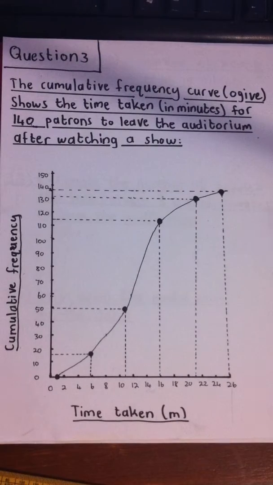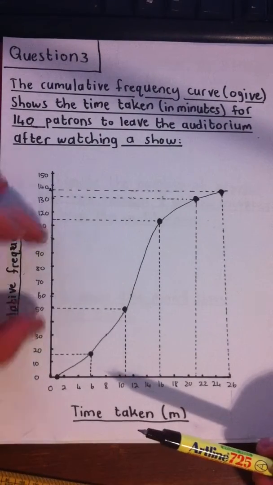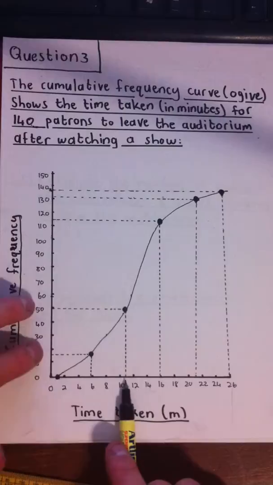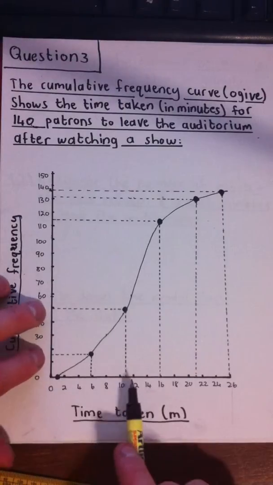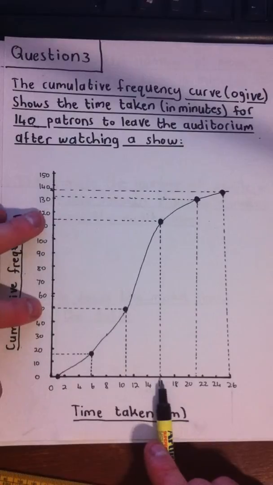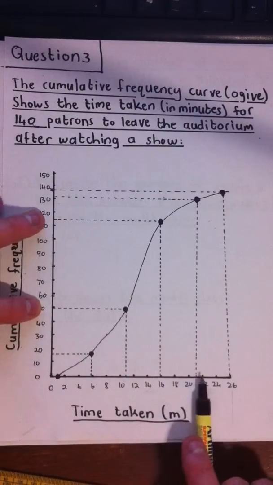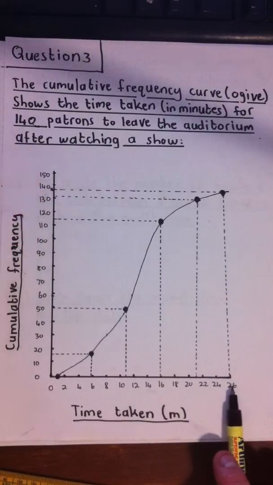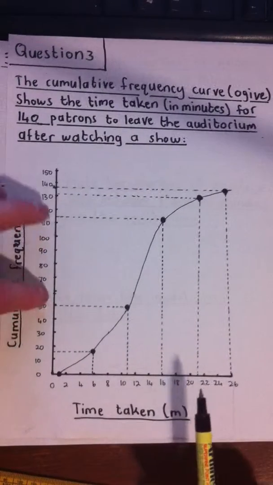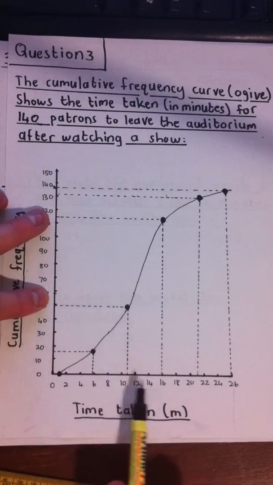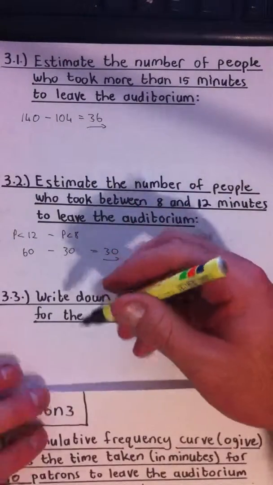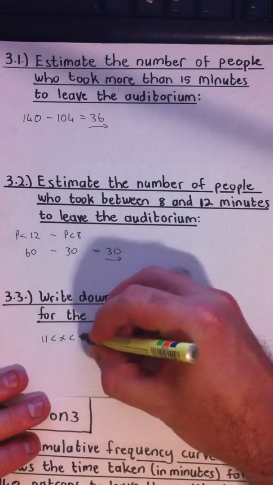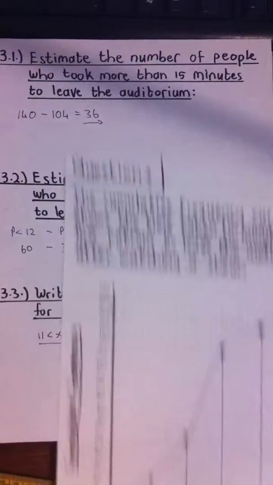The modal class is the class which has the highest frequency in it. So from 1 to 6, we see that's about 15. From 6 to 11, that'll be about 35. From 11 to 16, that's about 60. From 16 to 21, about 15. And from 21 to 26, that's about 10. So the modal class, the biggest one here, is pretty easy to see. It's between 11 and 16. So that you can just write down for 1 mark. It'll be between 11 and 16. That's it for question 3.